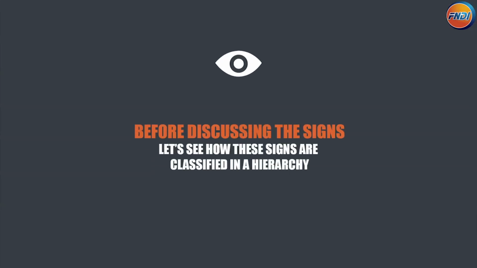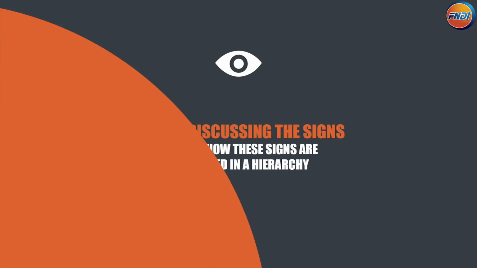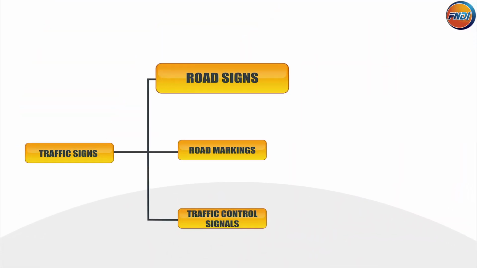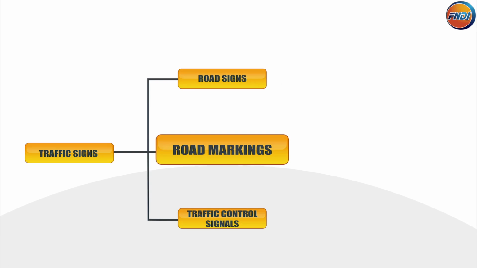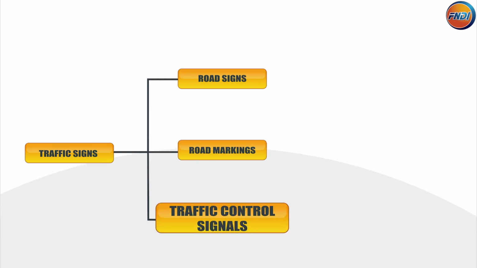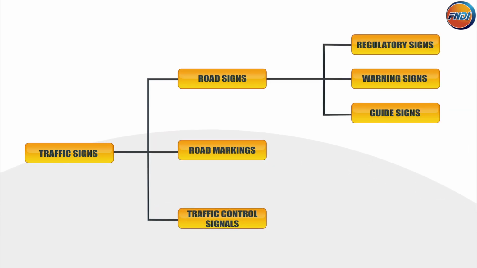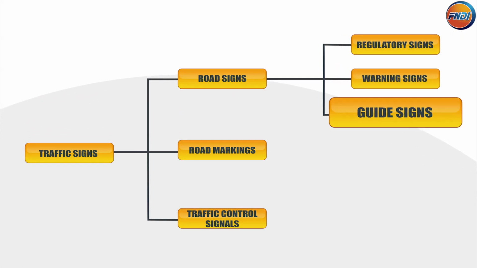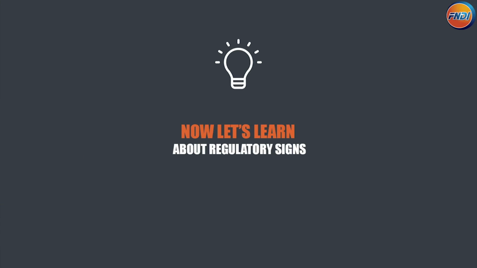Before discussing the signs, let's see how these signs are classified in a hierarchy. Broadly, traffic signs are divided into 3 categories: road signs, road markings, and traffic control signals. Road signs are further divided into 3 subcategories: regulatory signs, warning signs, guide signs. Now let's learn about regulatory signs.